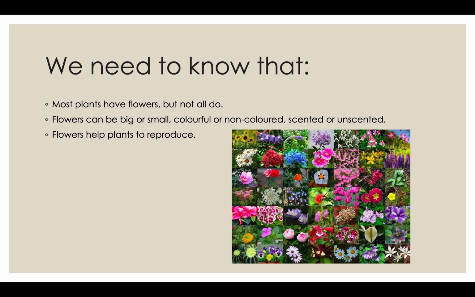We need to know that most plants have flowers, but not all do. And flowers can be big or small, colorful or non-colored, scented or unscented. Flowers help plants to reproduce. So you need to know, what is the job of a flower? The job of a flower is to help plants reproduce. You need to know this. So flowers can come in different sizes, big or small. They're colorful, they're not very colorful, they're scented, they're not scented. And flowers make fruits. And flowers also help reproduce, okay? That is the job of a flower.